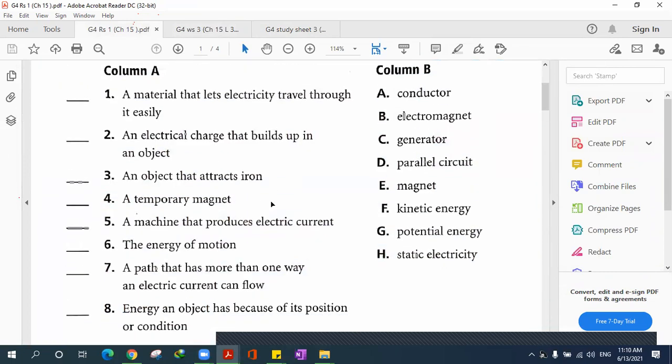We'll do this question. We'll continue this revision sheet next time because we only have 1 minute. Reem first: a material that lets electricity travel through it easily. Conductor. Thank you, Reem. Rugmini: an electric charge that builds up on an object. Static electricity. Thank you so much, Rugmini.